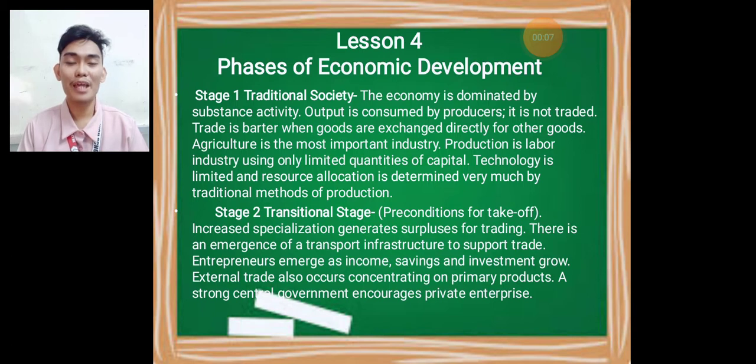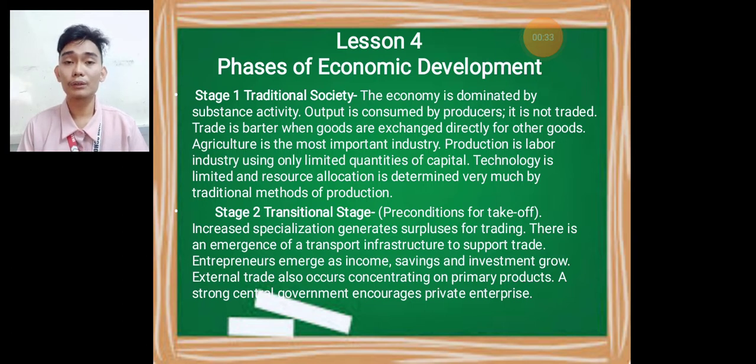For today, we'll be having our discussion on the different phases of economic development. The first phase would be the traditional society. The economy is dominated by subsistence activity. The output is consumed products. It is not being traded to different customers. Trade is a barter when goods are exchanged directly for other goods.